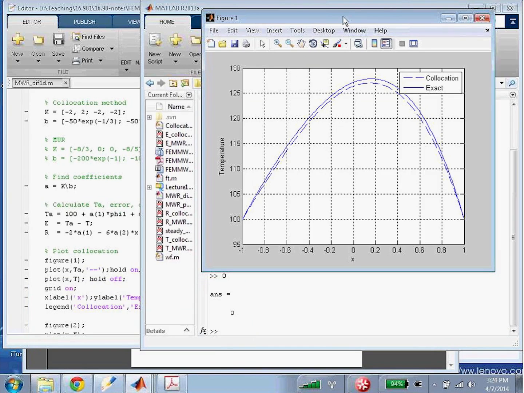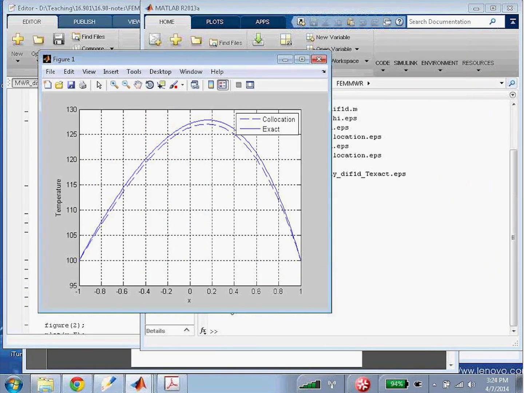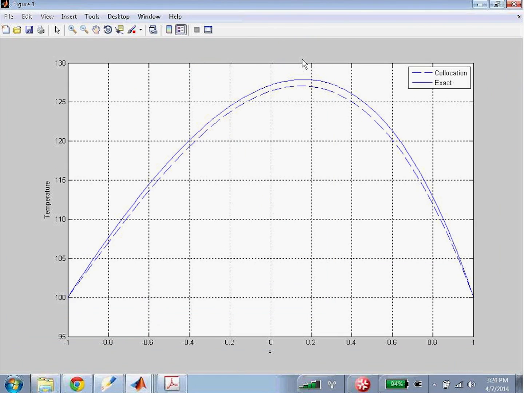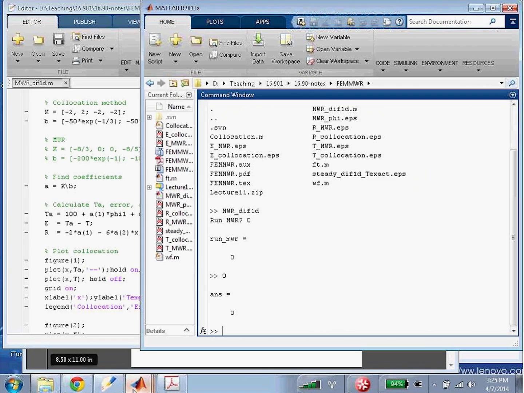Okay, so what are the plots that we're looking at here? First of all, a plot of the temperature versus x. In the solid blue is the exact line, the one that we computed analytically for this problem. And the dashed line is what we got with collocation. Okay, so it actually doesn't do too badly, right? We assumed this form of the solution, 100 plus a quadratic plus a cubic. We figured out, with just two degrees of freedom, what good choices for A1 and A2 would be. It's actually not too bad, right?